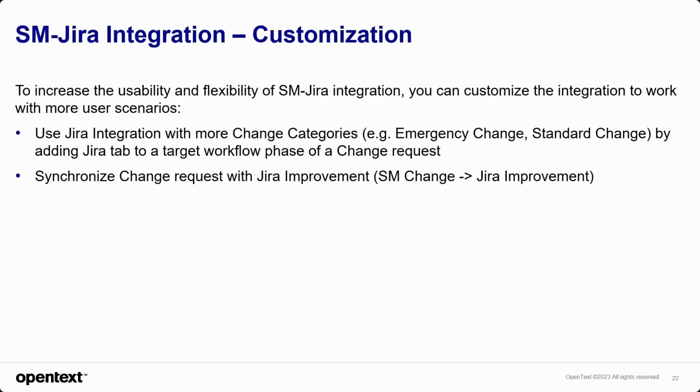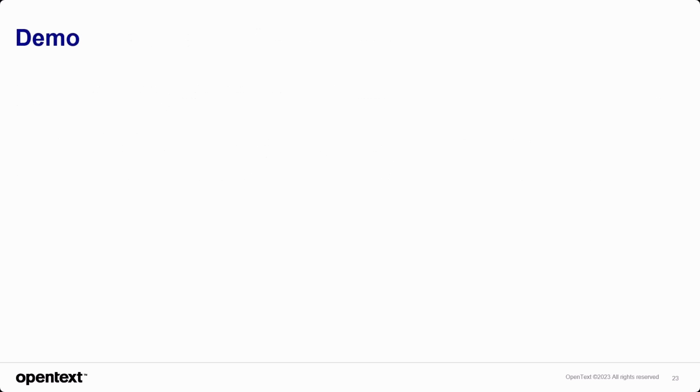And meanwhile, out-of-box we support the synchronization between SM change and the Jira new feature issue type. So we can also expand this use case to the Jira improvement issue type, to provide more flexibility here. The corresponding customization guideline will also be available in the online help around this SM Jira integration. Okay, next I will give you another demo around the SM Jira integration.